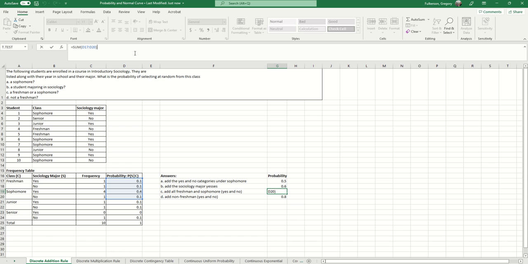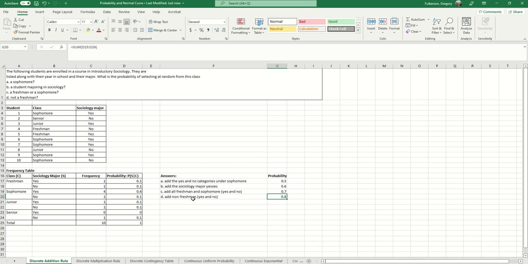And then it says a freshman or a sophomore. So for that one, this is the addition rule. When you see or, we use addition, right? So we're combining freshman and sophomore as the target. So the probability of getting a freshman combines the yes and no for freshman, and for sophomore combines the yes and no. So we're just adding up all of those values.